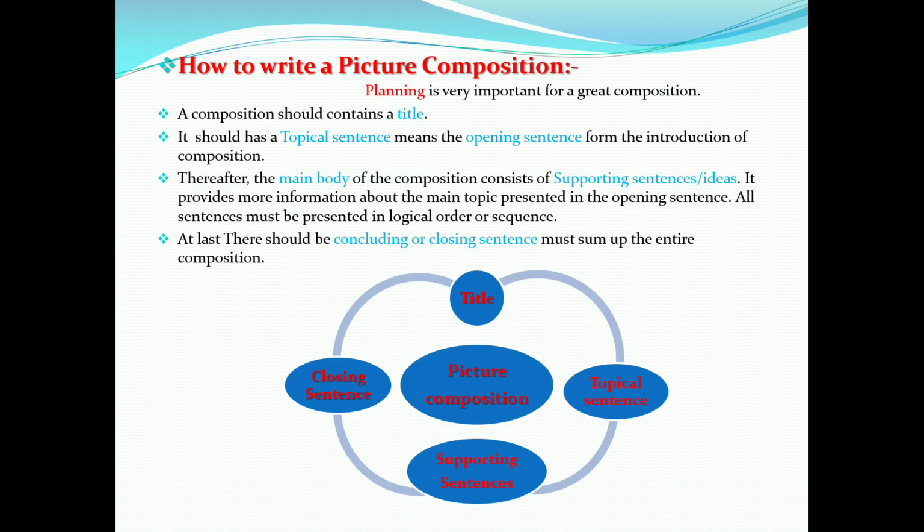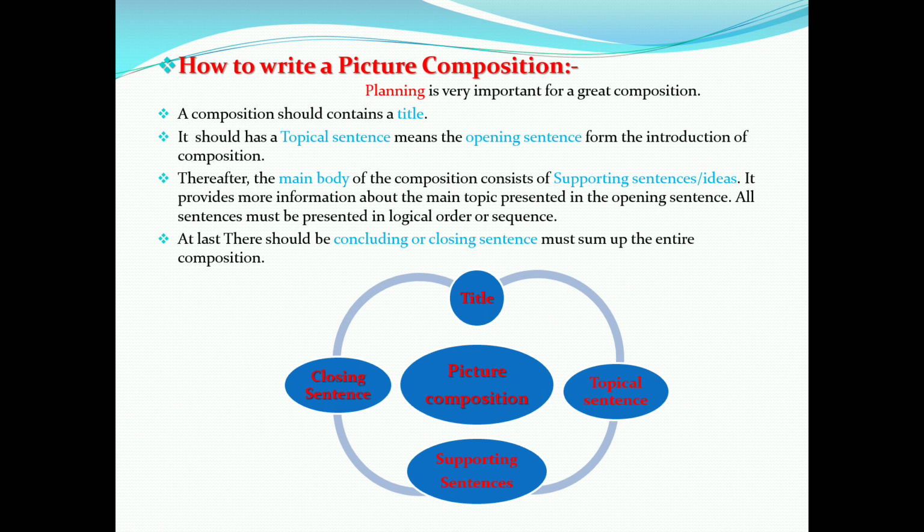Now, how to write a picture composition? Dear children, in this, planning is a very important factor for a great composition. A composition should contain a title. It should have a topical sentence, meaning the opening sentence that forms the introduction of the composition. Thereafter, the main body of the composition consists of supporting sentences or ideas, which provide more information about the main topic presented in the opening sentence.